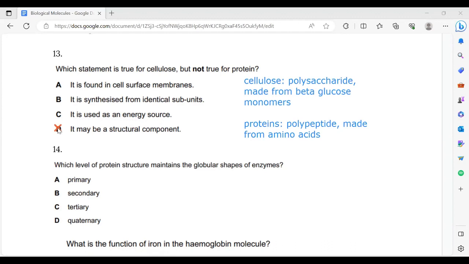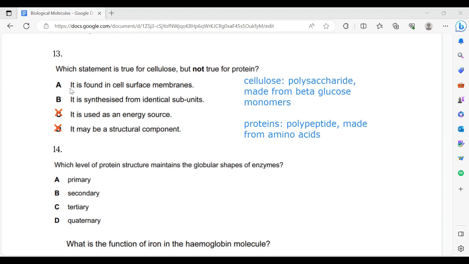So it is used as an energy source. Cellulose is not used as an energy source because its function is more mechanical and it provides strength and mechanical support to plant cell walls. This statement is not true for cellulose. We eliminate that as well.